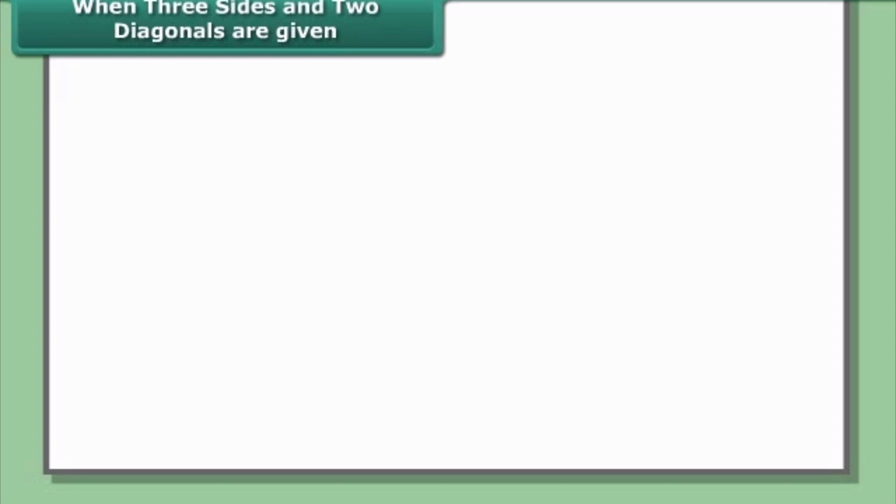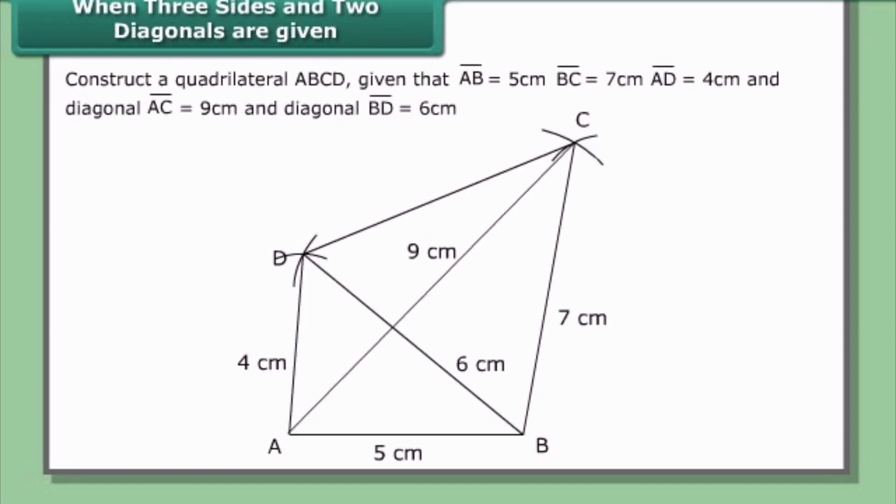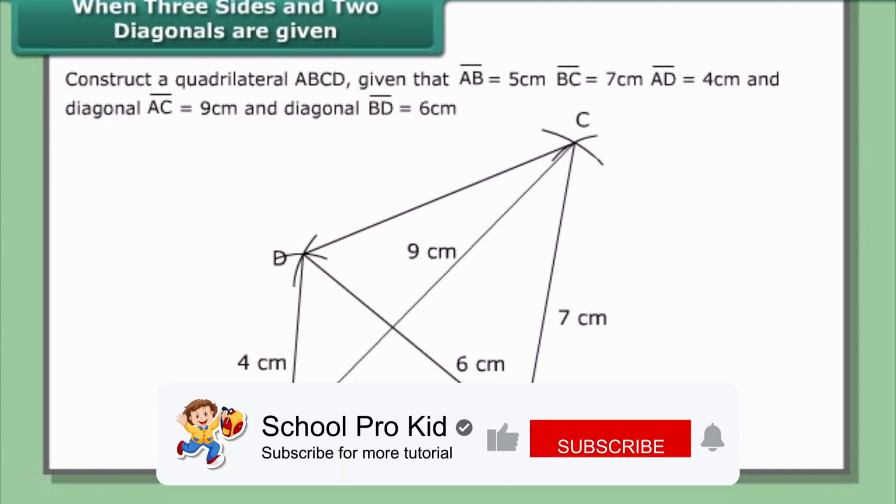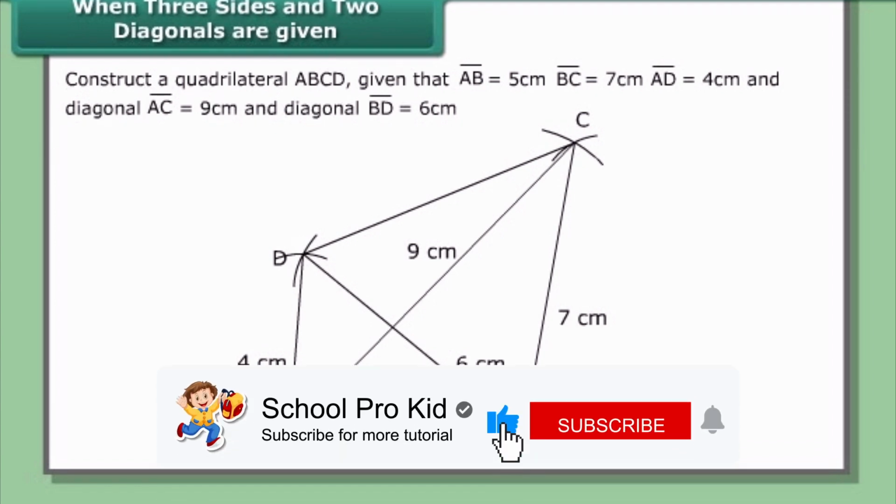When 3 sides and 2 diagonals are given, construct a quadrilateral ABCD, given that AB is equal to 5 cm, BC is equal to 7 cm, AD is equal to 4 cm, diagonal AC is equal to 9 cm, and diagonal BD is equal to 6 cm.